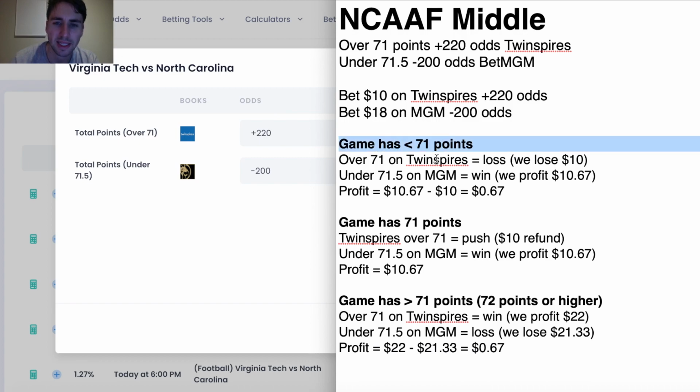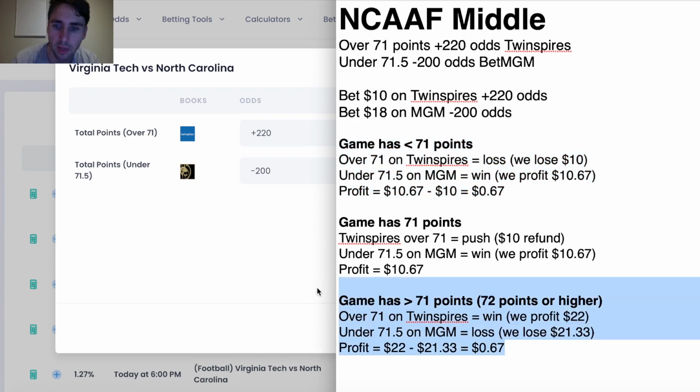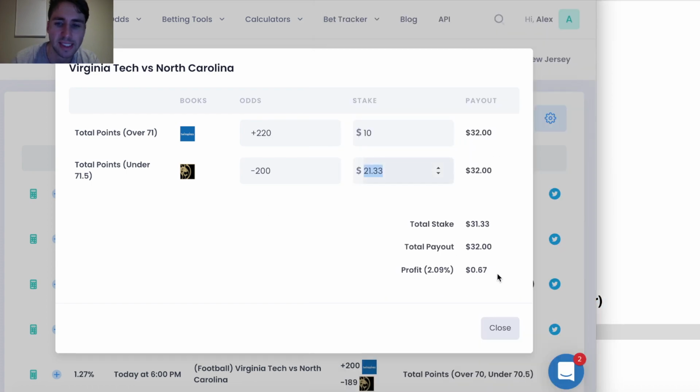If the game has less than 71 points, we make 67 cents, and if the game has over 71 points, we profit 67 cents. That is what an arbitrage calculator does for you, is it shows you how to keep your profit exactly the same regardless of the outcome.